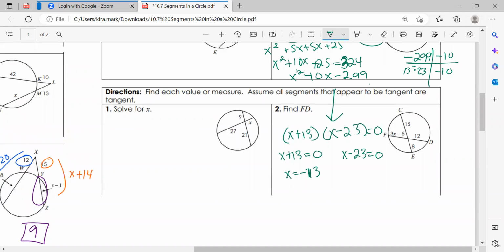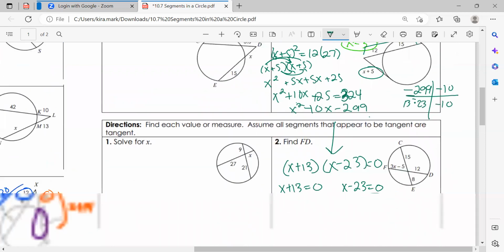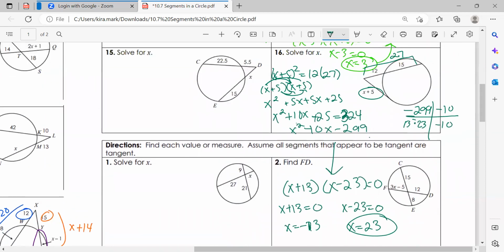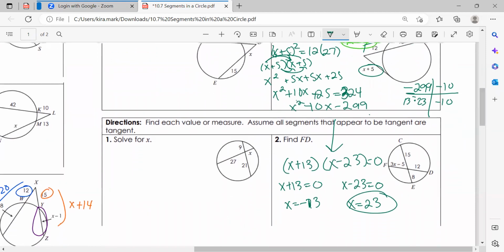Add the 23 over, we get 23. 23 is acceptable, and I want to make sure what I was asking for x. If it was asking for you to plug it back in, you would just plug it back in right there. Okay. See, it's not that bad.